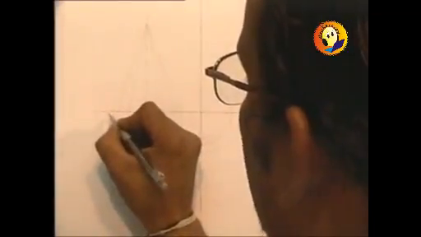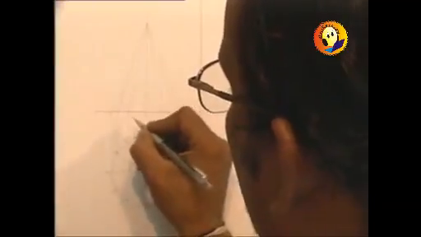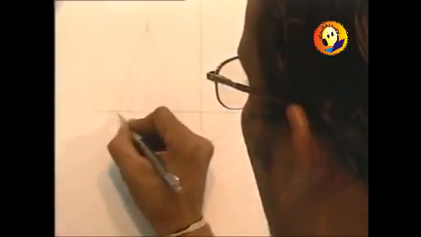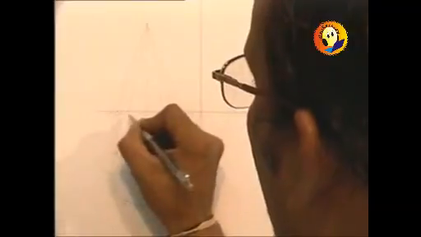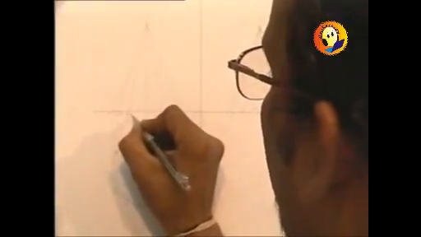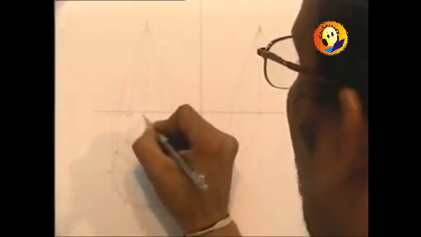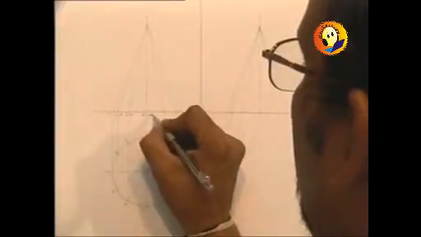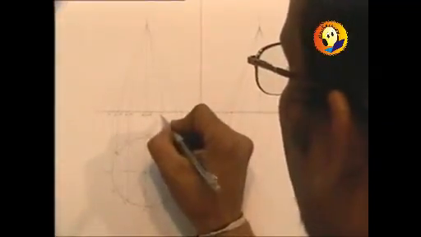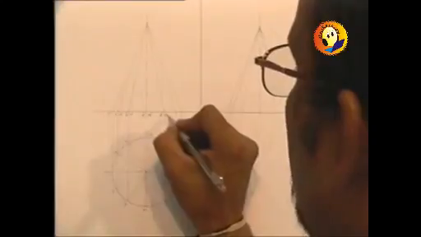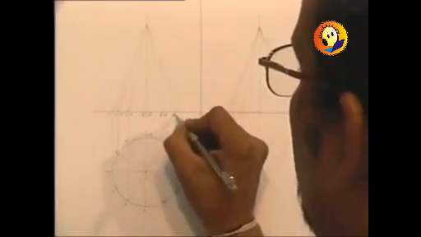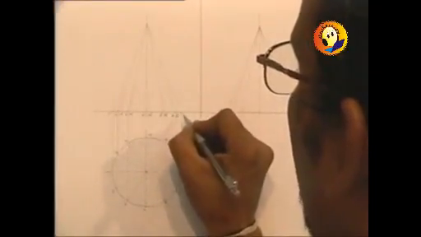Similarly, the points in the front view, 1 dash, this will be 2 dash and 12 dash, 3 dash and 11 dash, 4 dash and 10 dash, this will be 5 dash, 9 dash, 6 dash, 8 dash and 7 dash.